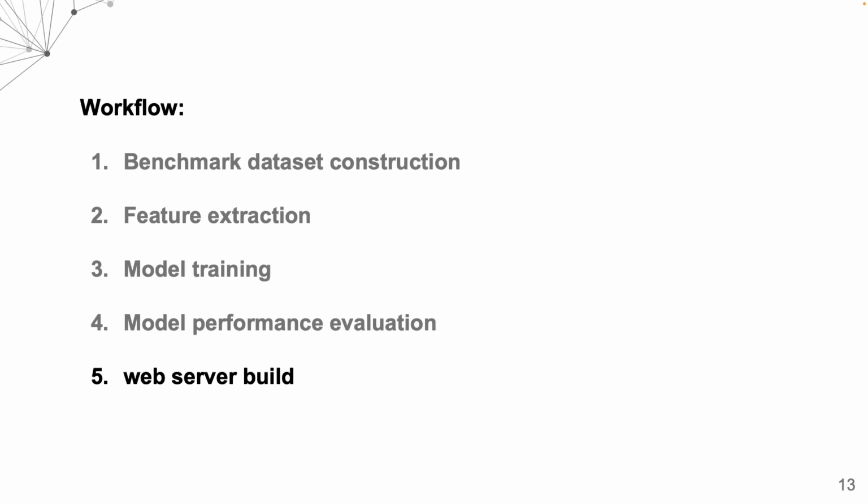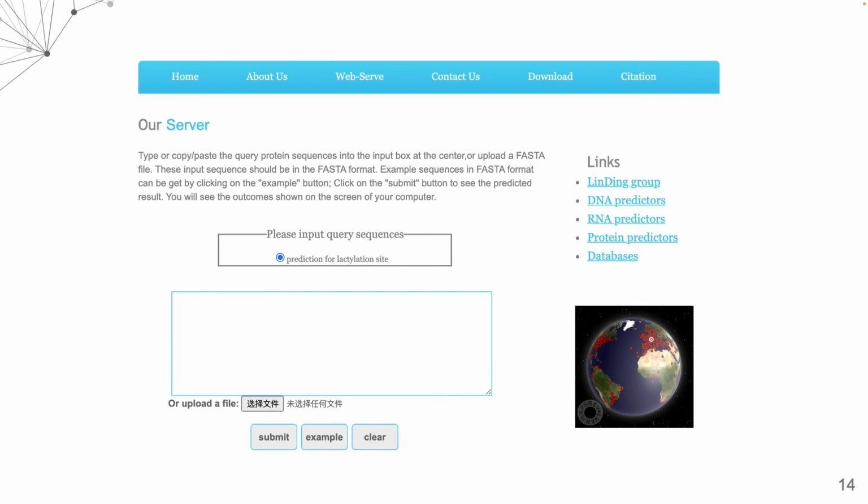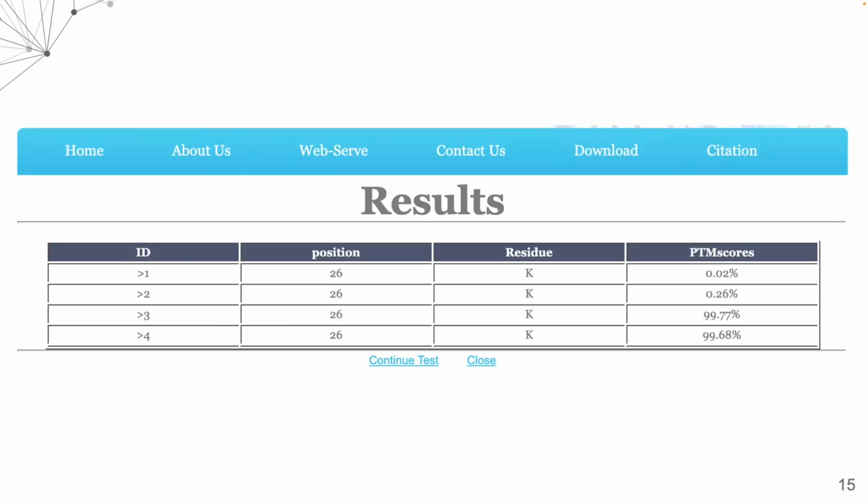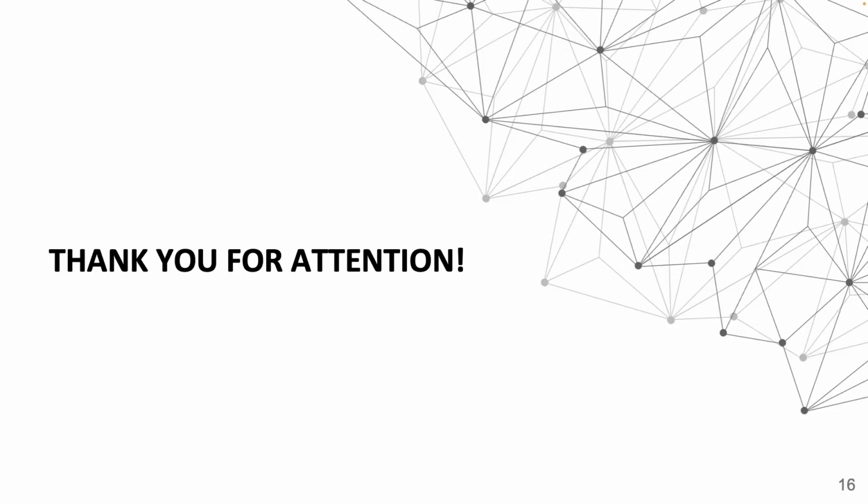In the end, we built an online service for easy use. You can directly input query sequences into the box, and you can also upload a file to predict. But please note to input a FASTA format file. After clicking the Submit button, you could see a result table, which records query sequence ID, modified position, modified residue, and prediction probability. That's all.